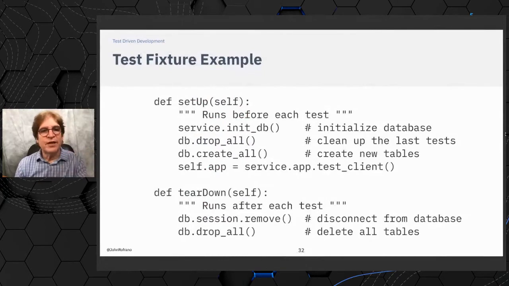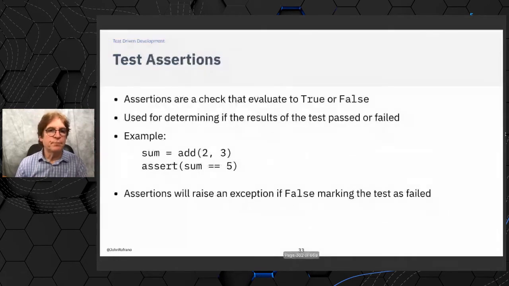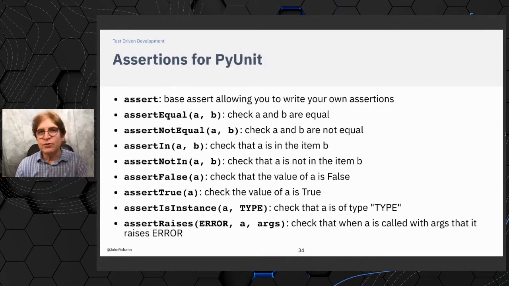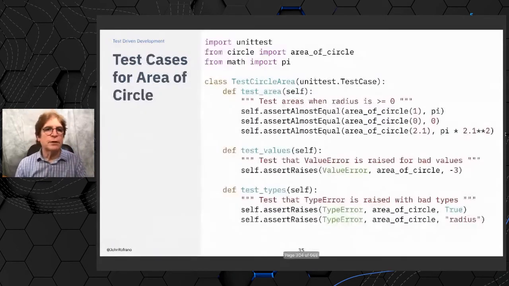So you might have something that's set up like, initialize the database, drop all the tables and recreate them, so you got a fresh schema, and then go get a test client. And then after every one, remove all the data that you put in there and drop all the tables again. And then your test assertions are just asserting something's true, right? So sum is add 2, 3, and I assert the sum should be 5, right? There's a bunch of assertions for PyUnit. These are just syntactic sugar on top of assert. I can assert equal, not equal, something's in a set, it's not in a set, it's true, it's false. But under the covers, it's just doing a regular assertion.